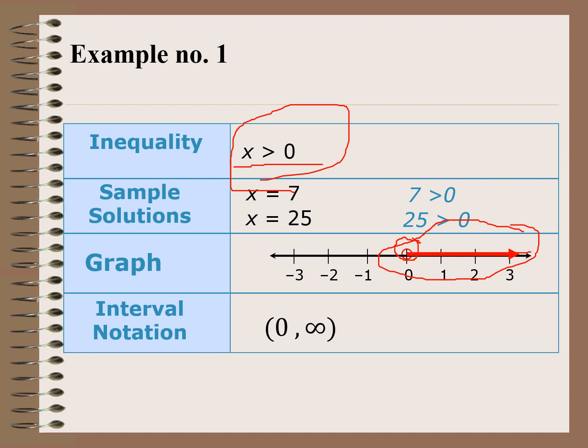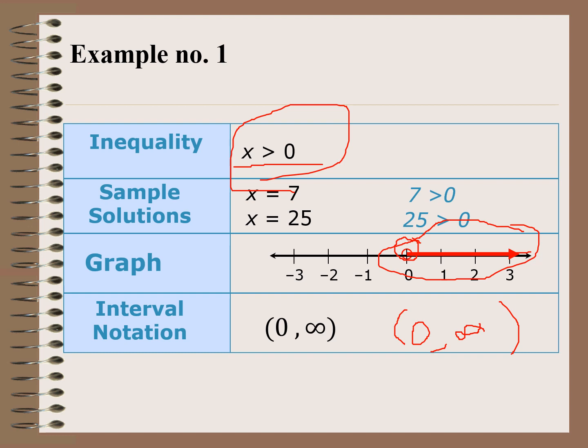Okay? So if we're going to write the interval of that, it would become parenthesis 0, and then positive infinity. Why positive infinity? Because the answer is to the right of 0.